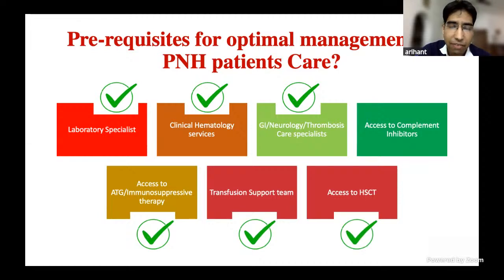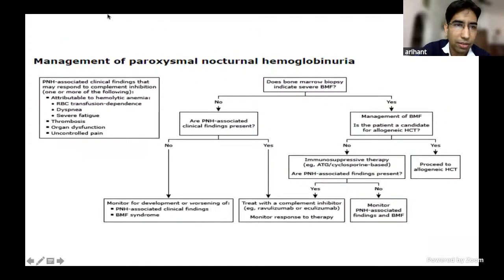What is lacking, but which is the most important, is access to complement inhibitors. We know that while the cytopenia related symptoms can be taken care of with ATG, cyclosporin, and transplant, the hemolysis, the dyspnea, the thrombosis, the organ dysfunction, and the uncontrolled pain, most of these need complement directed therapies.